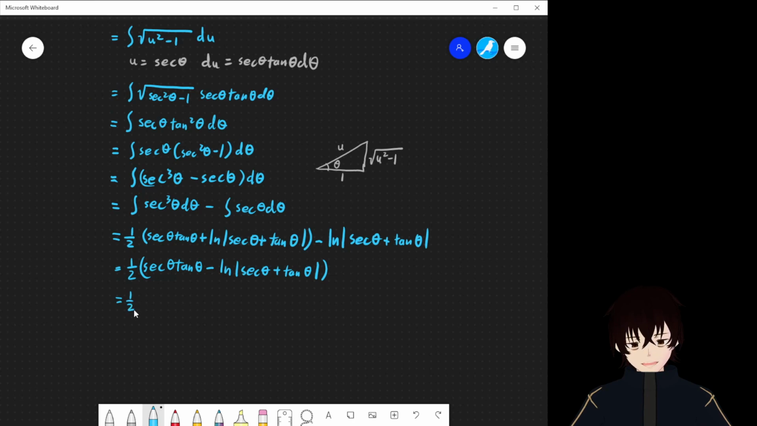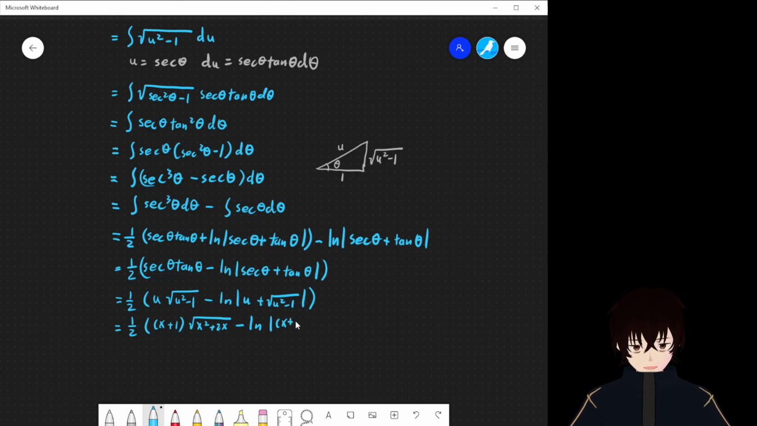Time to plug things back in. 1/2 of secant theta is u, tangent is opposite over adjacent, so that's the square root of u squared minus 1, minus natural log of u plus the square root of u squared minus 1, which is equal to, now we need to plug back in x plus 1. x plus 1 squared minus 1, that would be x squared plus 2x like we had at the beginning, minus natural log of x plus 1, not x squared, plus square root of x squared plus 2x, plus c.